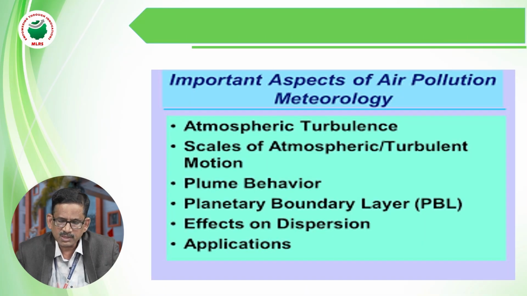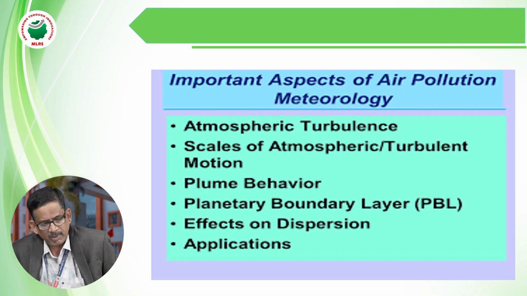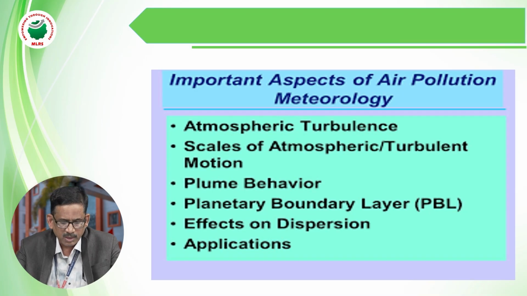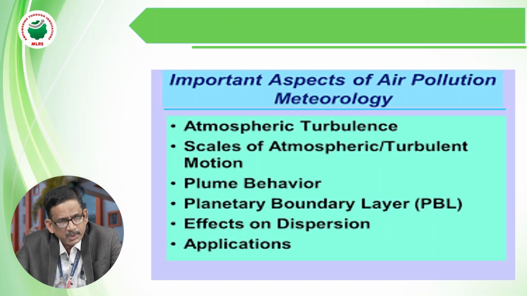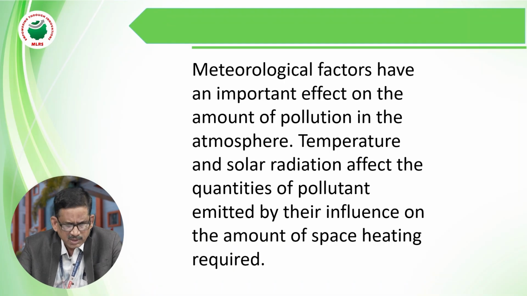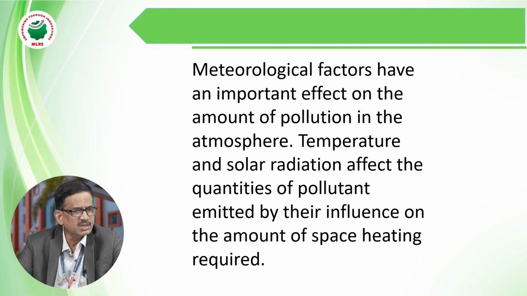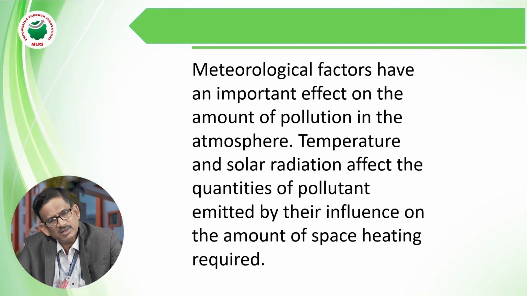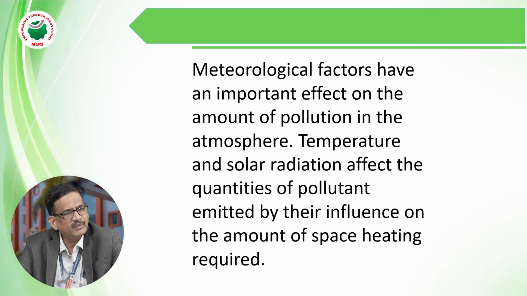Okay. Next, what are the important aspects of air pollution meteorology? Atmospheric turbulence, the scale of atmospheric turbulence as well as motion, the plume behavior, the planetary boundary layer, which is simply called PBL, the effect on dispersion, and the applications. So what are the meteorological factors? Meteorological factors have an important effect on the amount of pollution in the atmosphere. Rain is a meteorological factor, sunlight is a meteorological factor, humidity.